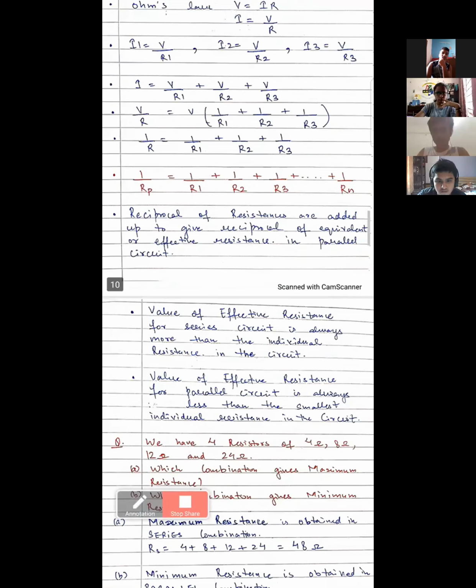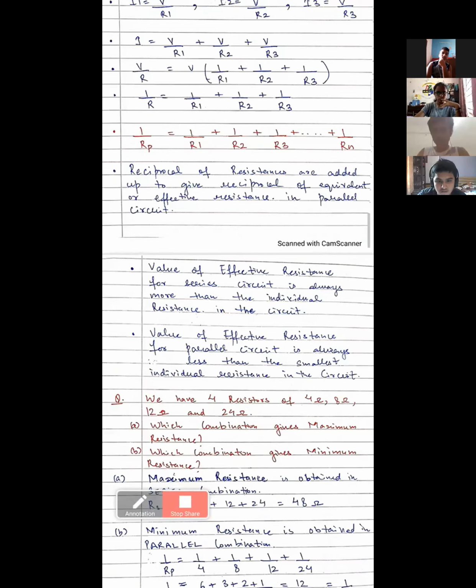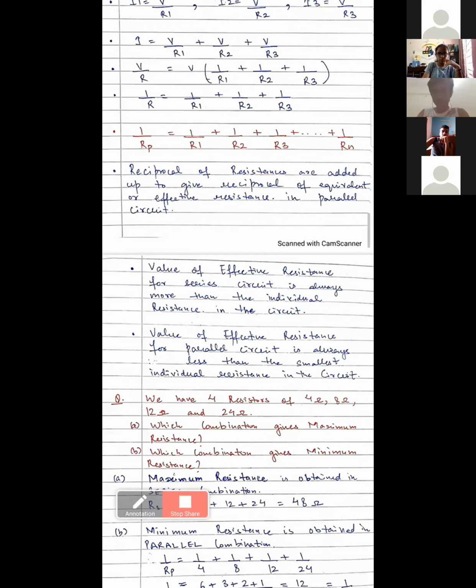In short, whenever I have to maximize the resistance, I will use the series circuit, because in this the resistances are being added up. The value of effective resistance for a series circuit is always more than the individual resistances in the circuit. In contrast, in a parallel circuit, whenever I want to minimize the resistance, I will use the parallel circuit, because here the reciprocals are being added up.